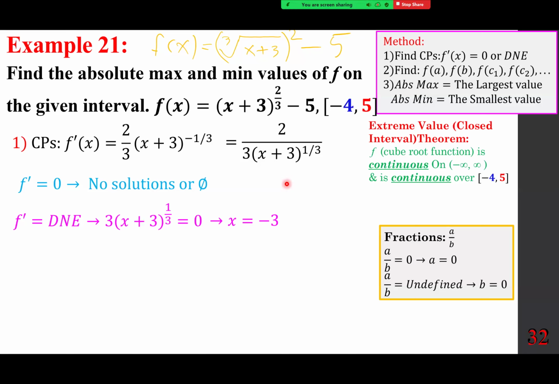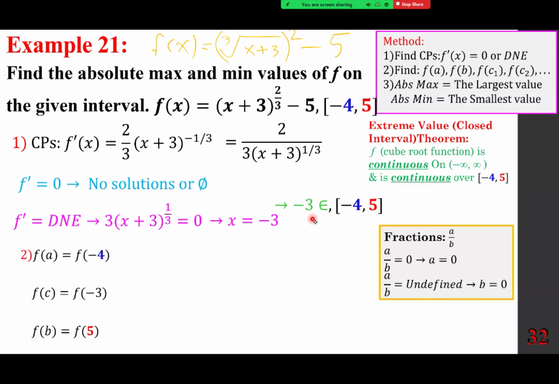Is negative 3 in the given interval? Yes. Let's say it were not, you couldn't use that. You would just use those two, but it is, so you could use that. So go back to the original function, plug in these two numbers, plug in this number, evaluate. I'll show you, for example, for negative 4. So class, I'm going to put negative 4 here, negative 4 and 3.